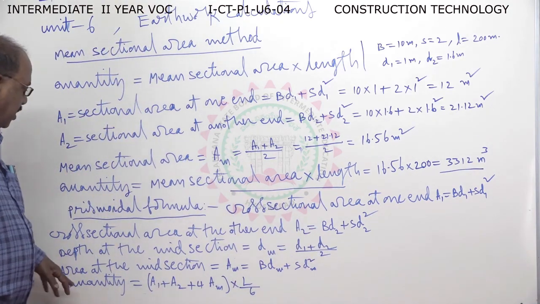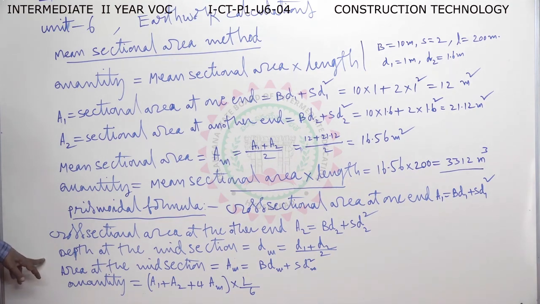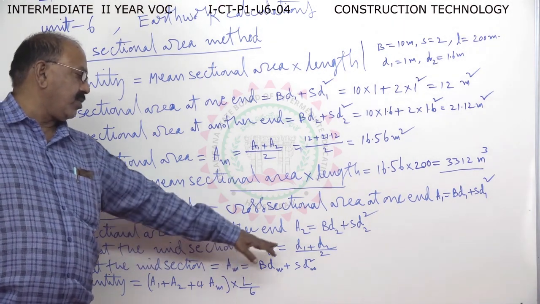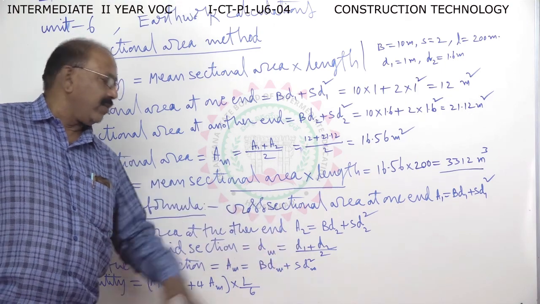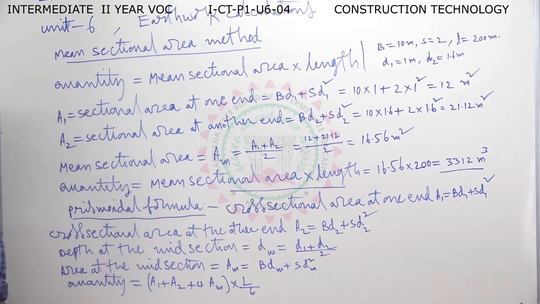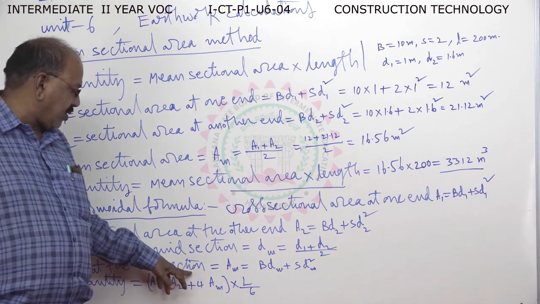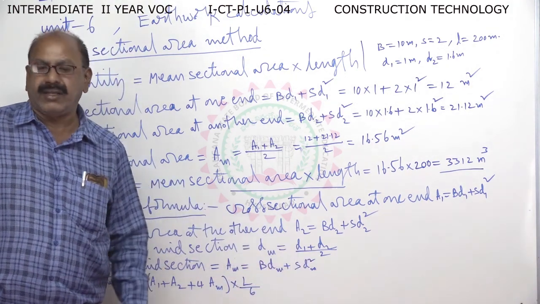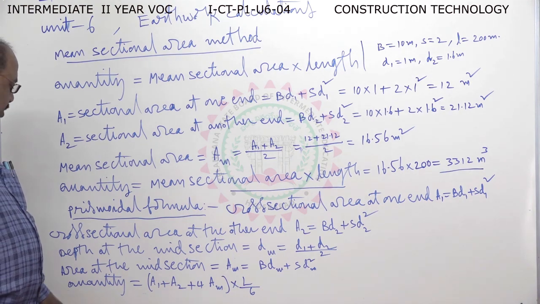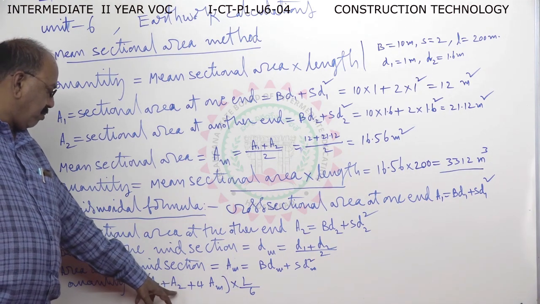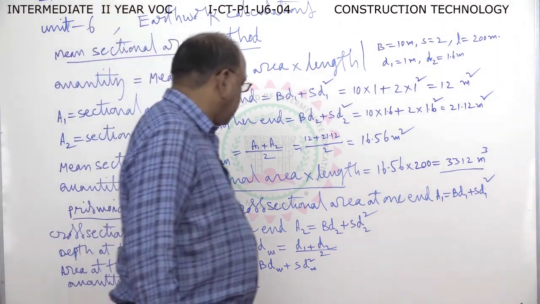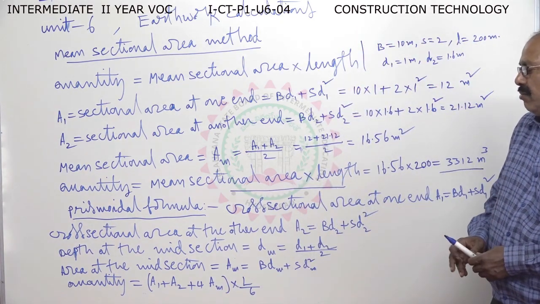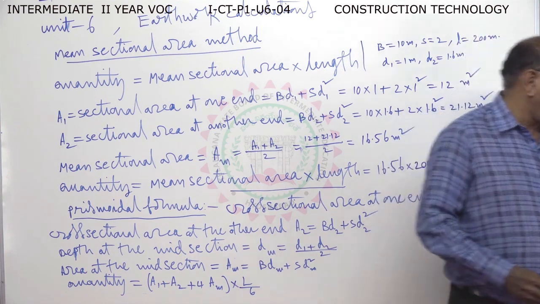Next, depth at the midsection, DM, that is equal to D1 plus D2 by 2. That is another formula. Next, area at the midsection, AM is equal to BDM plus SDM square. This is another formula. So finally, quantity of earthwork is equal to A1 plus A2 plus 4AM into L by 6. This is the methodology of trismoidal formula for finding quantity of earthwork in roads.